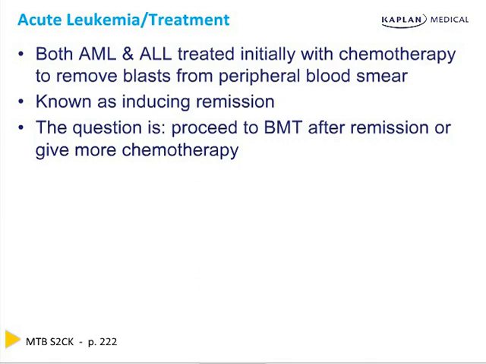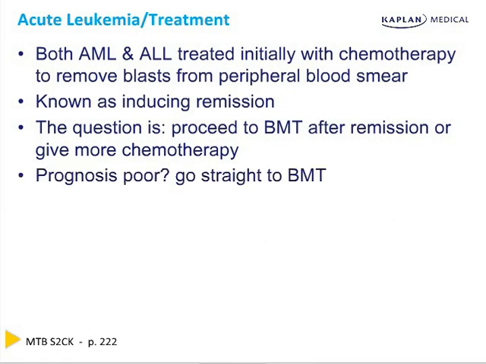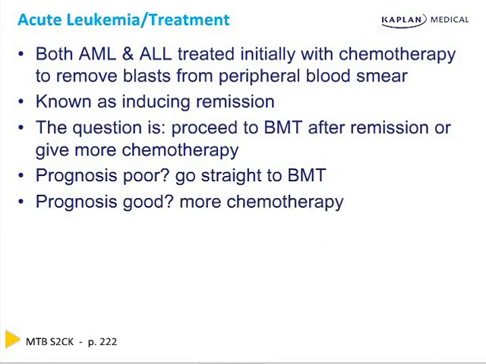So would you subject yourself to a bone marrow transplant if you went into remission, or wait for more chemo? The answer is that it depends on whether your prognosis is poor. In other words, if you're going to recur, it's going to come back, you should go straight to bone marrow transplant. If your prognosis is good, meaning yours isn't going to come back, you've got a 95% chance it's going to stay in remission, well, then just keep chemotherapy.